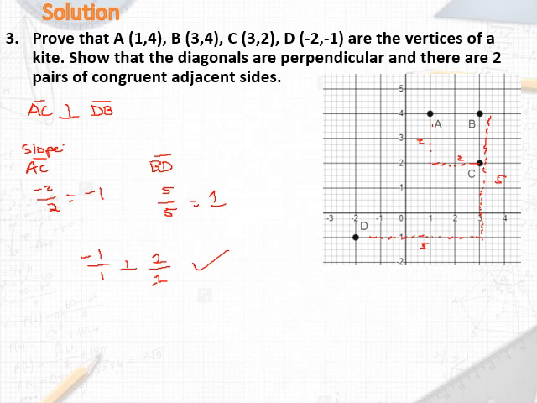Second one was adjacent sides being congruent. So we can kind of see from the picture what we're trying to show. So I want to show AB is equal to BC in terms of their length. So AB, we can count boxes, that's 2. BC, we can also count boxes, that's 2. So that's 2 across and 2 down. The one we're going to have to do the math for is to prove that AD and DC are in fact congruent.